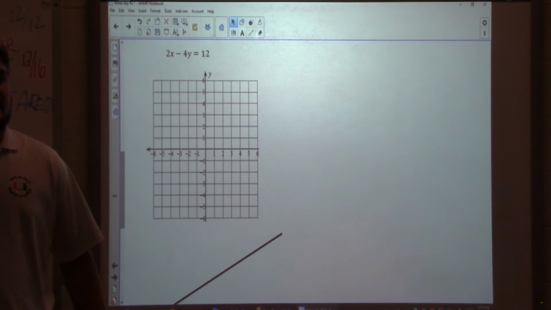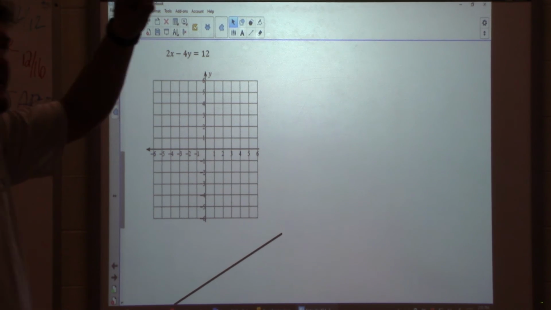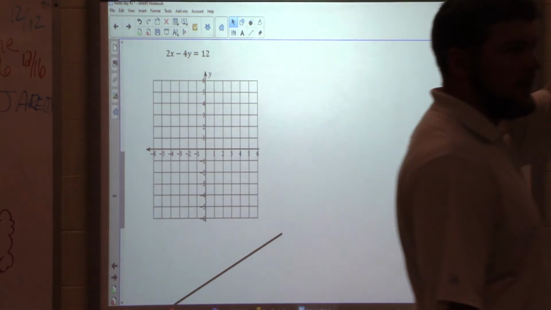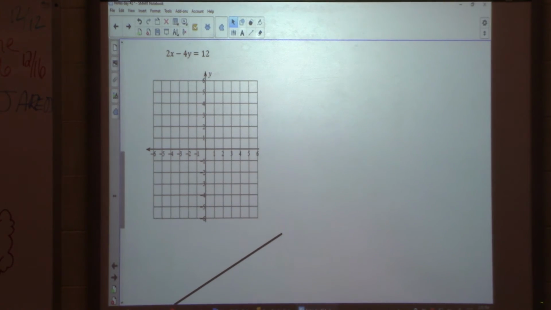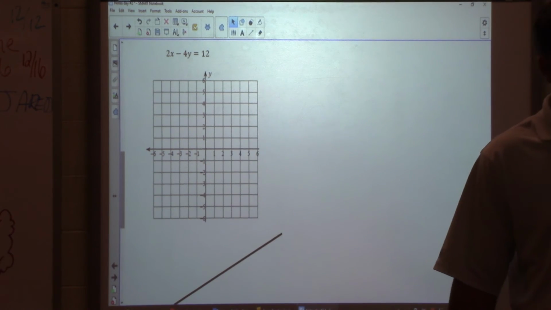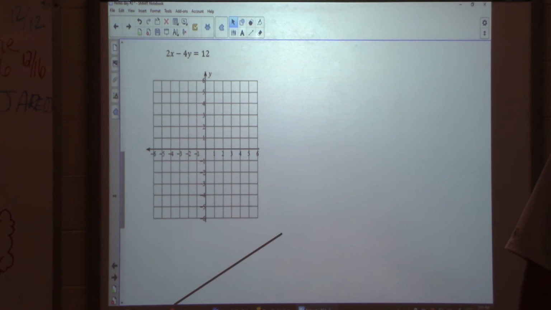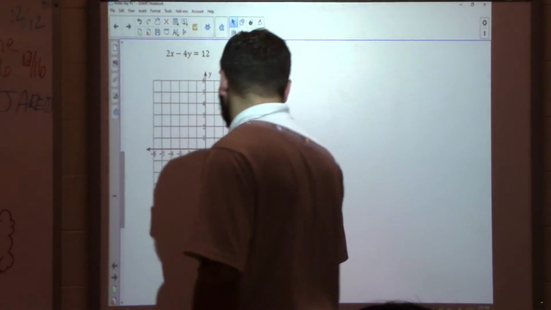2x minus 4y equals 12. There's 2 ways to do problems like this. First way, solve for y equals mx plus b. Or you can do what we call the cover-up method. Have you heard of both of those? Which do you prefer? Solve for y? Yes. Alright, so we'll do both of them, but we'll do that one first.